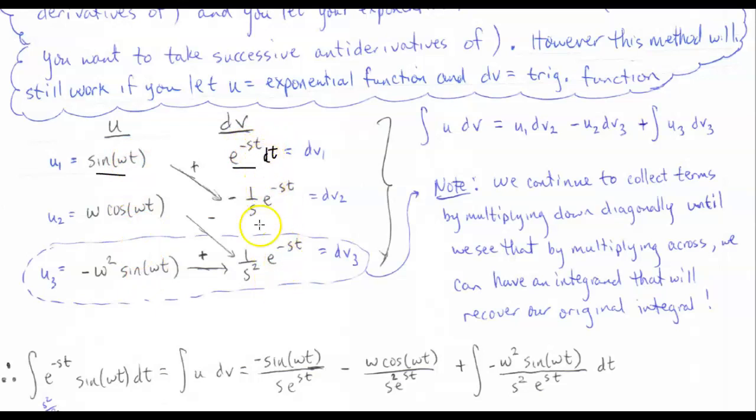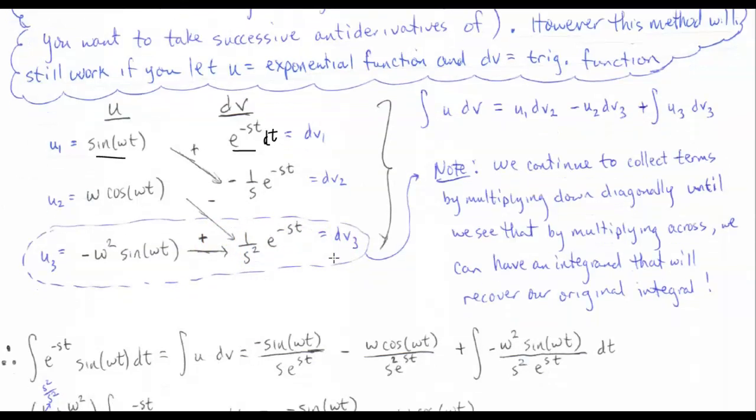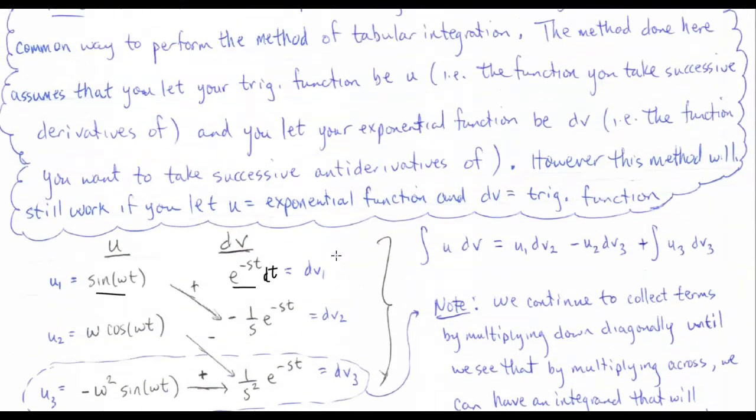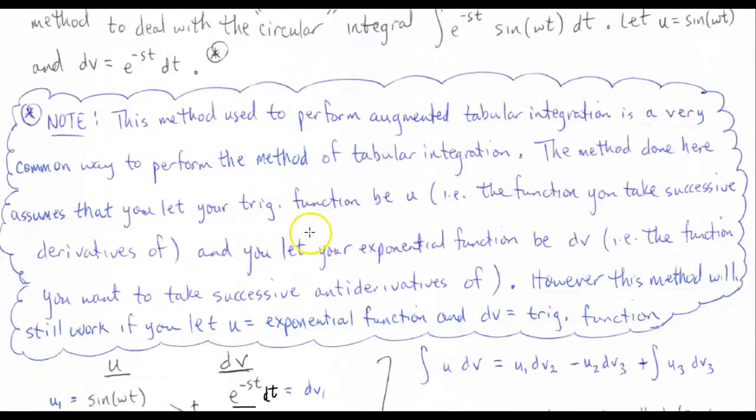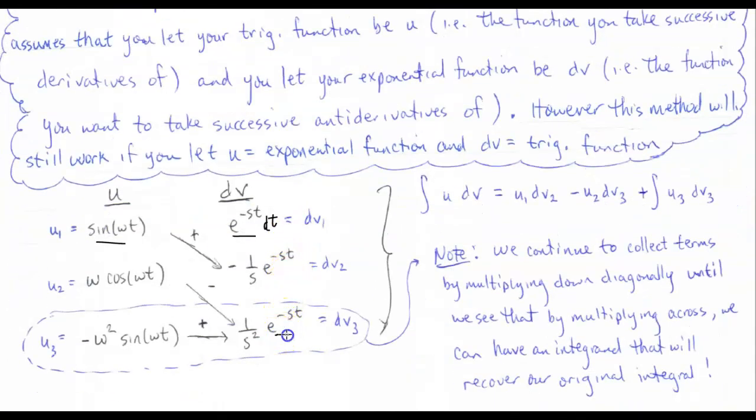And what we want to do is keep on doing successive derivatives and antiderivatives until we see that across from each other we have the basic things that we need to be able to find out what is going to be our integral again. So if we look here, I need something that has e raised to the minus st in it, and I need something that has sine of omega t in it. So here I see I have e raised to the minus st sine of omega t. I know that 1 over s squared and minus omega squared, both of those are constants. So I'm okay with that.